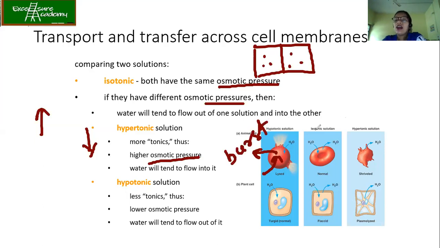Okay. Now next, isotonic condition. Isotonic means both are equal. So there will be inflow of water, and there will also be outflow of water. Because of which, what will happen? It will be maintained normal. So your cells can survive, and hence in our body, in the blood circulation system, the pH is maintained every time, and that's why our RBCs are functioning normally.